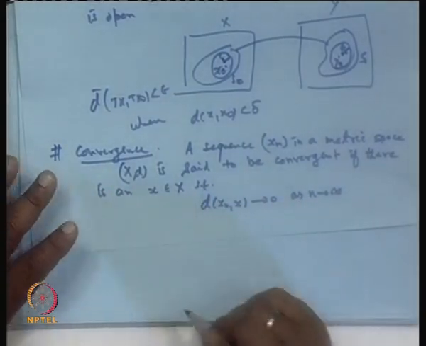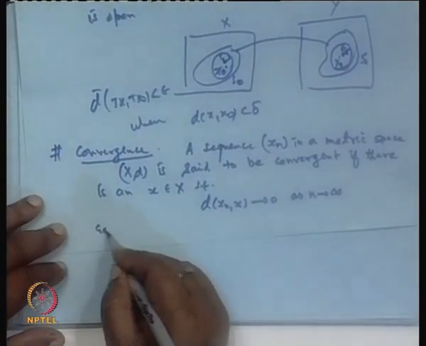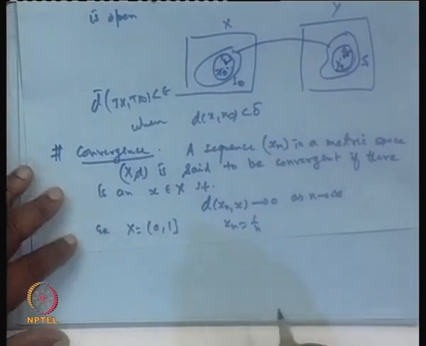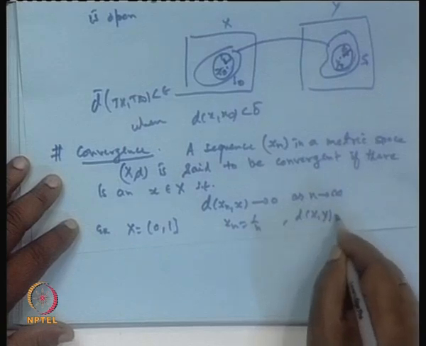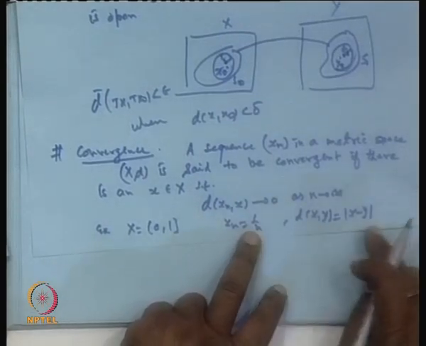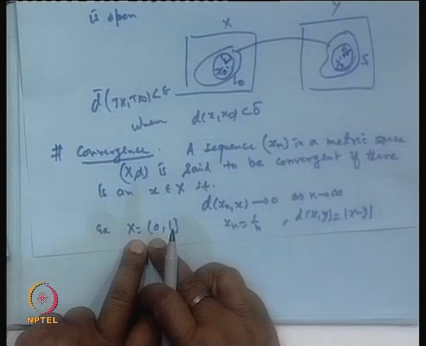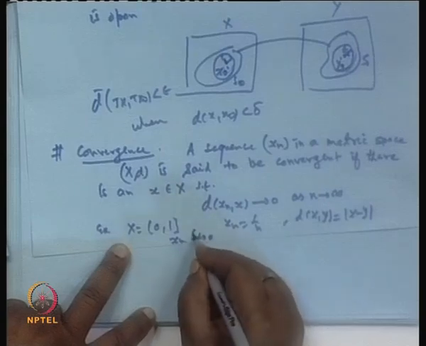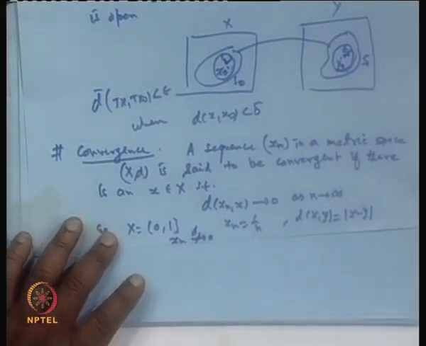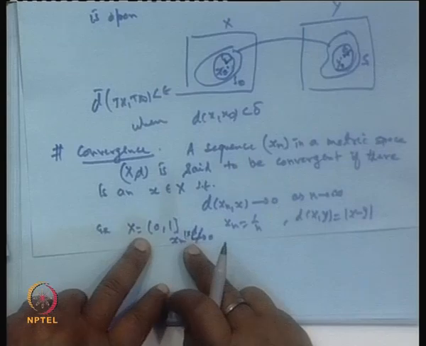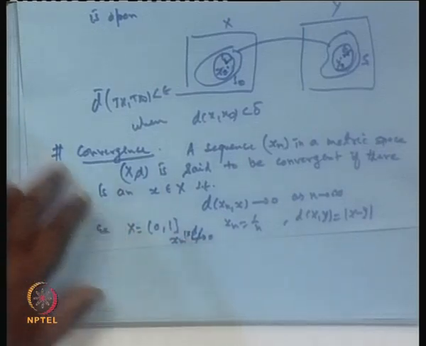If x does not belong to the space, then the sequence will not converge. For example, if we take X to be the open interval (0, 1) and if we take a sequence x n to be 1 by n, and d(x, y) is defined as mod x minus y, then we say this sequence 1 by n, though it goes to 0, but because 0 is not available in it, this x n does not converge to 0 in this metric space (X, d). So, the limiting point must be available in (X, d), that is what we wanted. Okay.